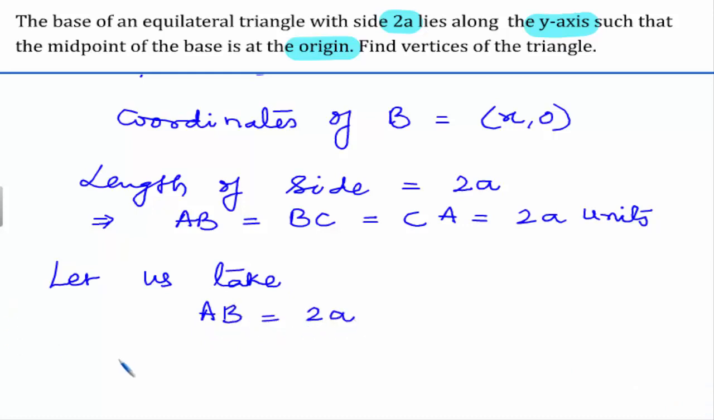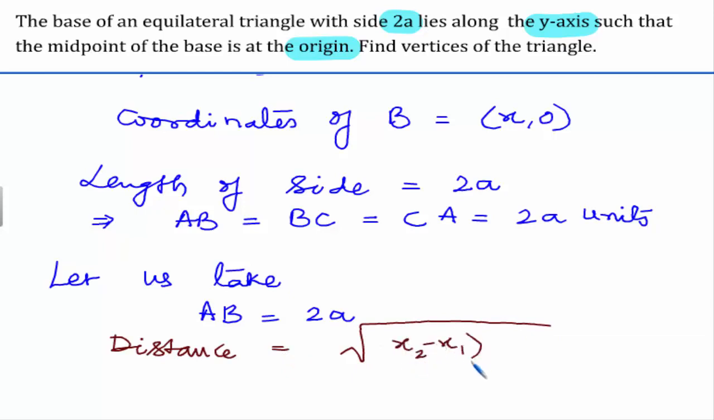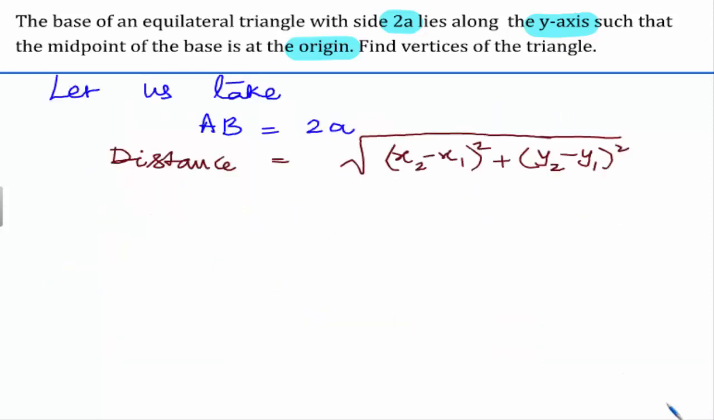Now using the distance formula, let us recall this distance formula, which is square root of x2 minus x1 whole square plus y2 minus y1 whole square. So using this, what are the coordinates of A and B? A is 0, A, and B is x, 0. Now let us find out the AB distance.